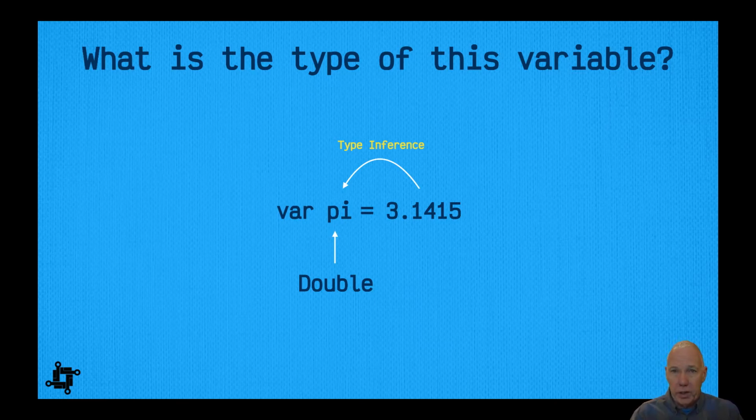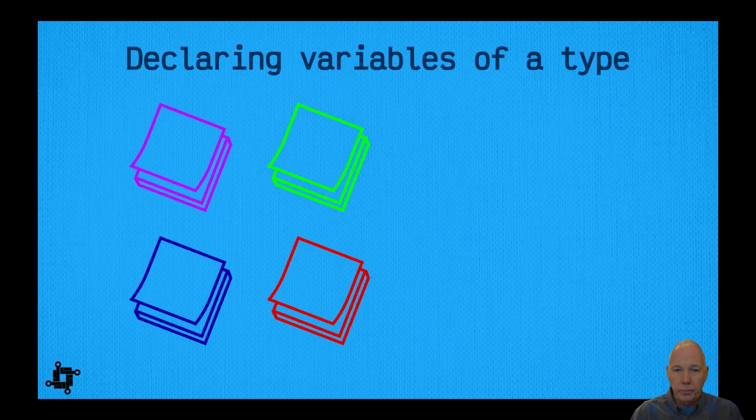So it is perfectly correct to not specify double when you declare it if you're giving it a value right at the time, and it can infer from this what type it should be. So let's look at declaring variables of different types.